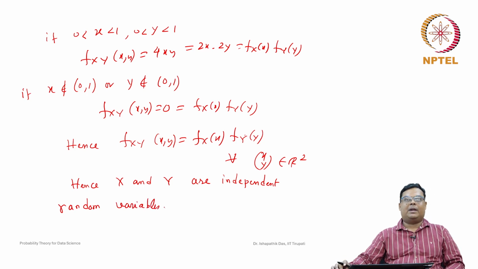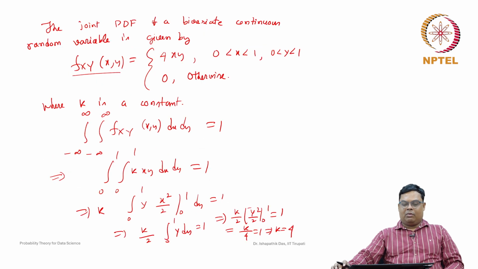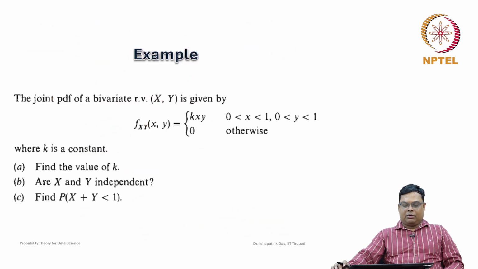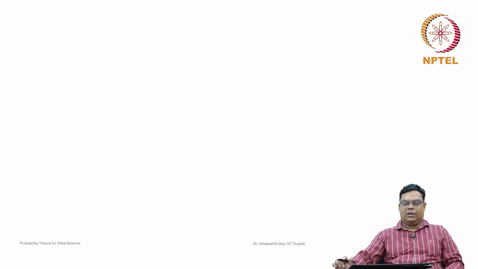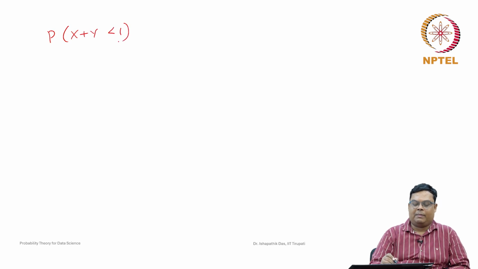X and y are independent random variables. So that we found finally, and the next question is to find the probability of x plus y less than 1. How can we compute this kind of question? Find the probability of x plus y less than 1. How can we find this probability?